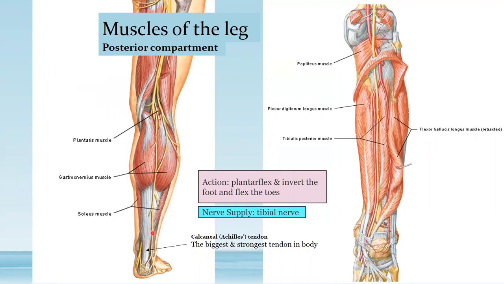The calcaneus, the tendon that attach the gastrocnemius muscles to the calcaneum. Do you know what is calcaneum? Calcaneum is the bone of the heel. Okay, the calcaneus. The Achilles tendon or the calcaneal tendon is the biggest and the strongest tendon in the body.